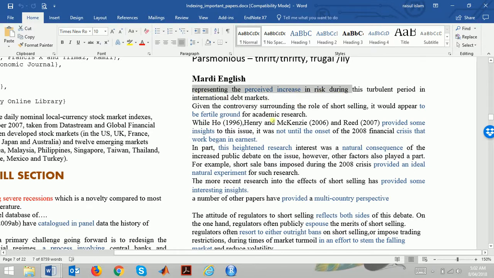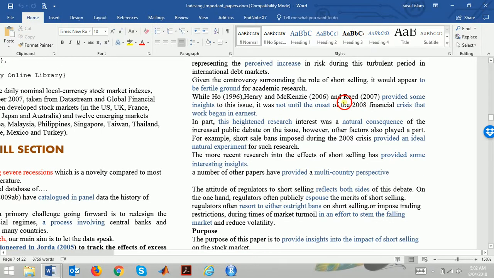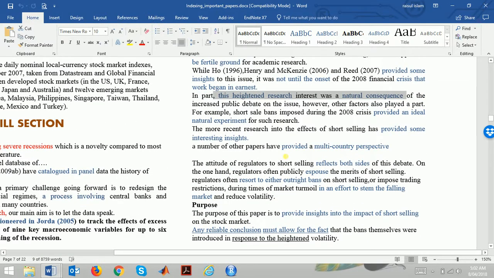Given the controversy surrounding the role of short selling, it would appear to be fertile ground for academic research. Though some studies provided insights on this issue, it was not until the onset of the 2008 crisis that work began in earnest. This heightened research interest was a natural consequence of the increased public debate on the issue. However, other factors also played a part. For example, short sale bans imposed during the 2008 crisis provided an ideal natural experiment for such research.